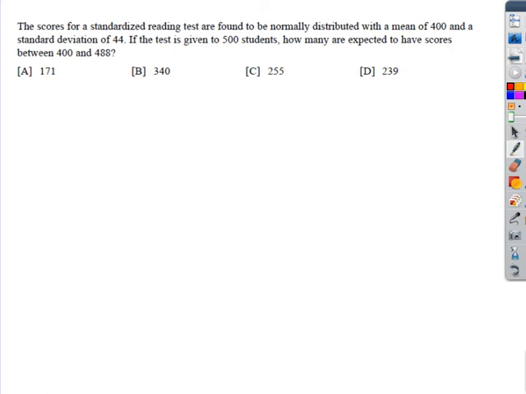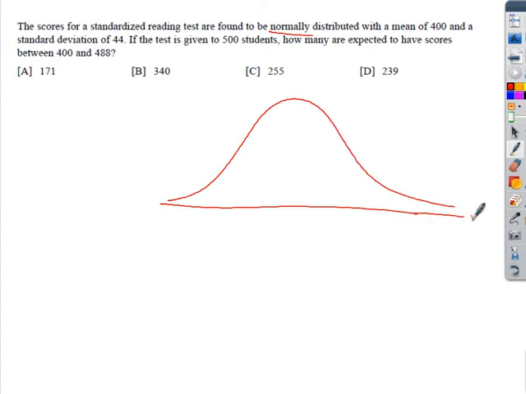Now, here's where it gets a little bit more difficult. The scores for a standardized reading test are found to be normally distributed. Now, the key words here are normally distributed. As soon as you see normally distributed, you know that the data follows this nice little bell curve, and that the mean is basically going to be in the middle. They give us a mean, and then we're going to look at standard deviations, 1 standard deviation away from the mean, 2 standard deviations away, and 3 standard deviations away. Also, 1 going this direction, 2 going this direction, and 3 standard deviations away from the mean.